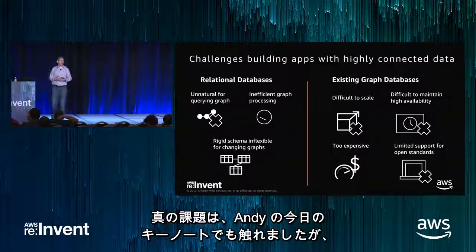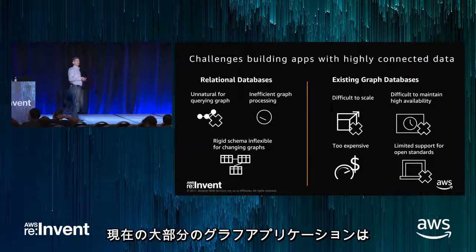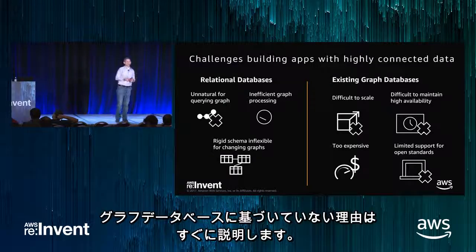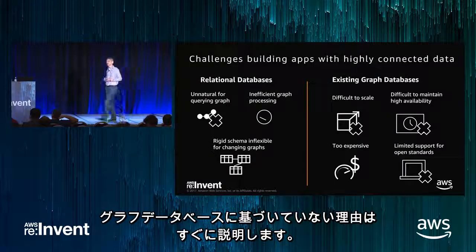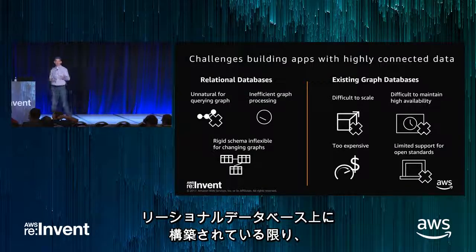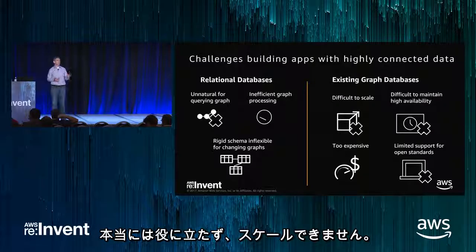The real challenge we've seen, and Andy talked about this in the keynote today, is that most graph applications today are actually built on relational databases. And I'll talk in a second why they're not built on graph databases today. But they've been built on relational databases, and that it doesn't work, it doesn't scale.